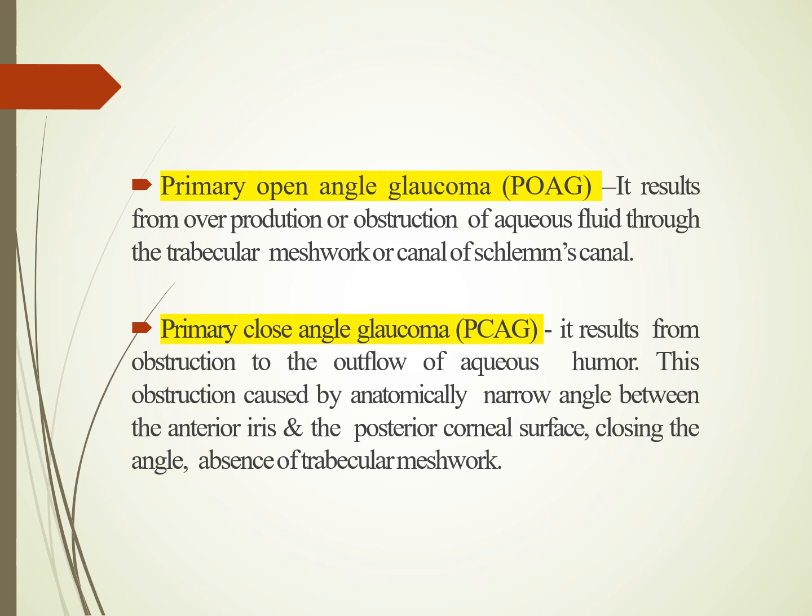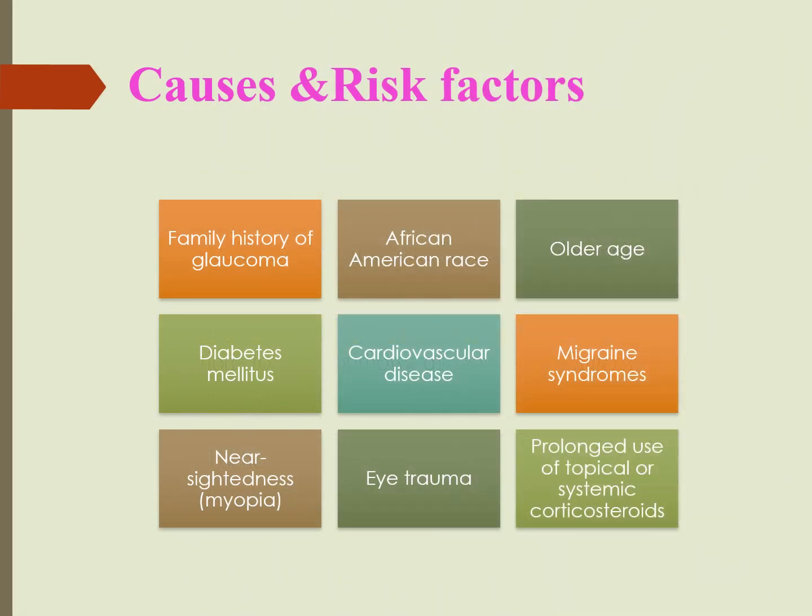Primary close angle glaucoma. It results from obstruction to the outflow of aqueous humor. This obstruction is caused by an anatomically narrow angle between the anterior iris and the posterior corneal surface, closing the angle. Absence of trabecular meshwork.